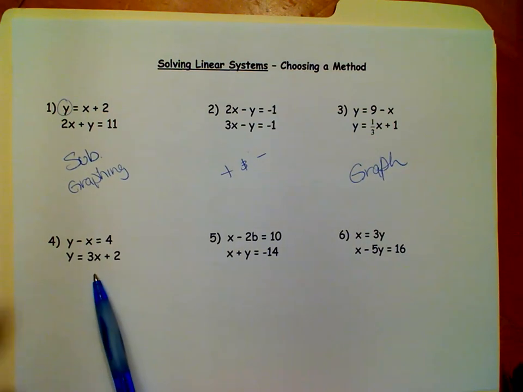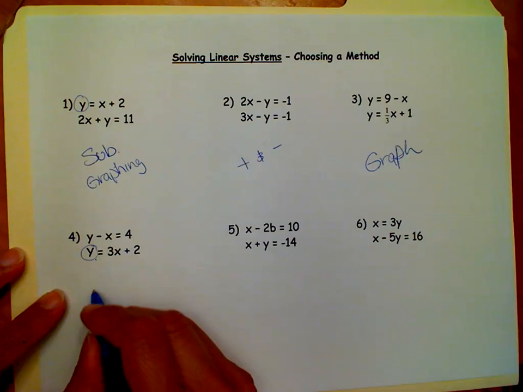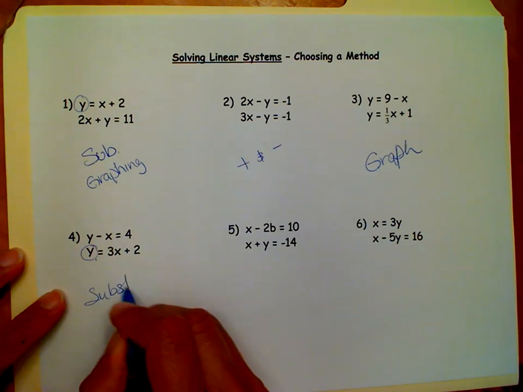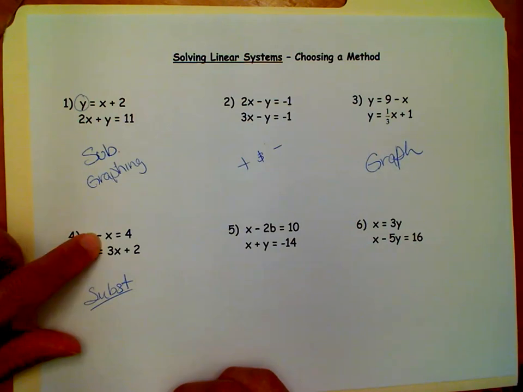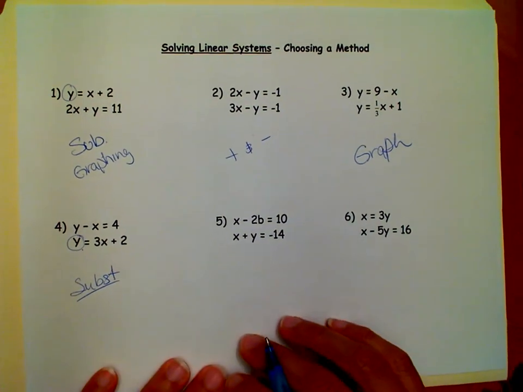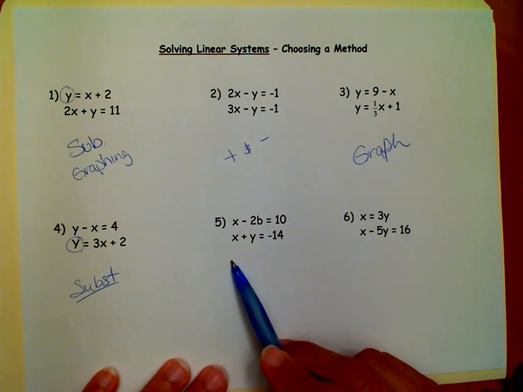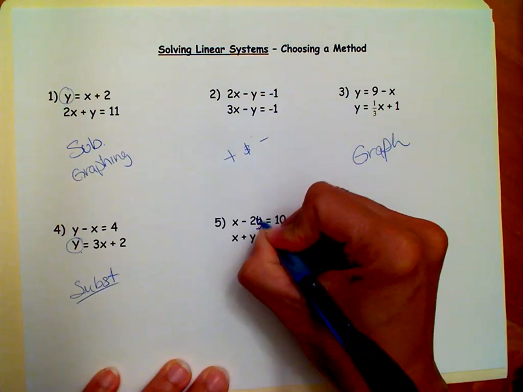Okay, this one, we have again a y all alone. So the preferred method there would be substitution. And of course, again, it'd be easy to move that minus x over and get it ready to graph if you wanted to. Okay, obviously I made a typo on this one. This is supposed to be a y.